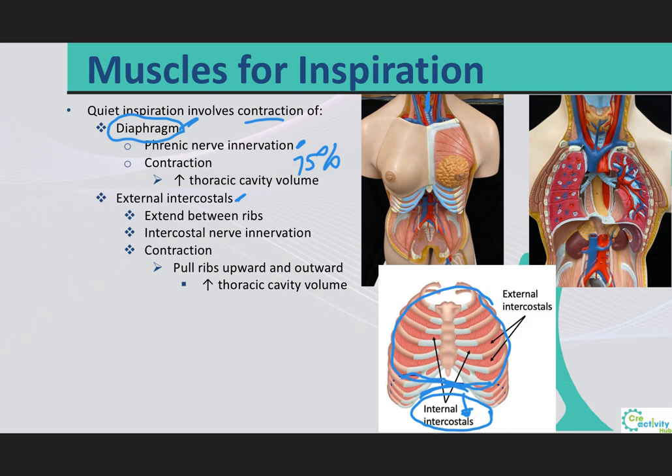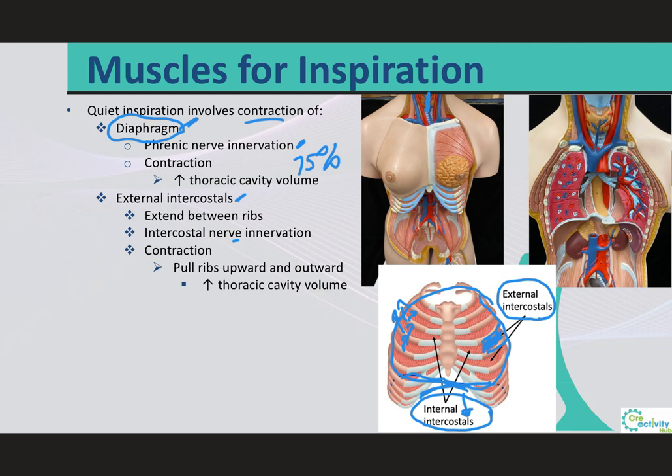Now, the next most important muscles of inspiration are the external intercostals, which extend between the ribs, and that's why they're called intercostals, between ribs. And they are innervated by what we call the intercostal nerves, so it makes sense. And when the external intercostals contract, they pull the ribs upward and outward as well. So this will also help to increase the volume of the thoracic cavity.